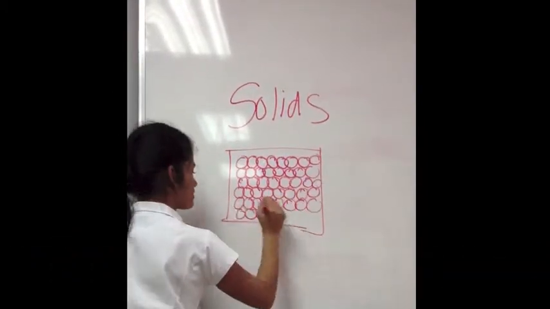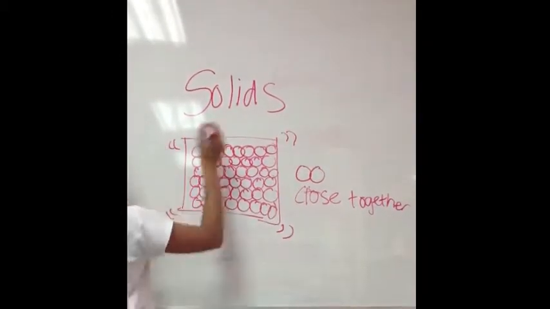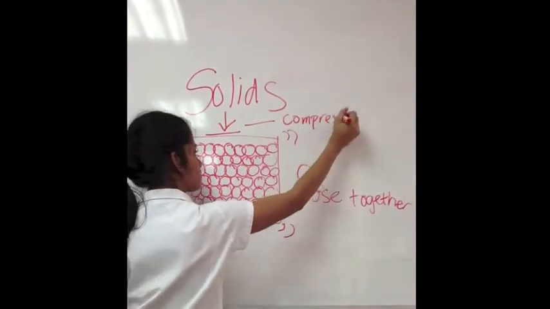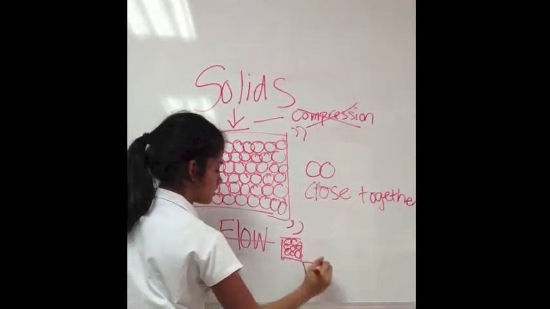Firstly, solids. The particles in a solid are arranged in a regular pattern and do not move around. They are closely packed together and vibrate in a fixed position. Solids cannot be compressed or squashed. This is because they have no space between the particles. They do not flow either.